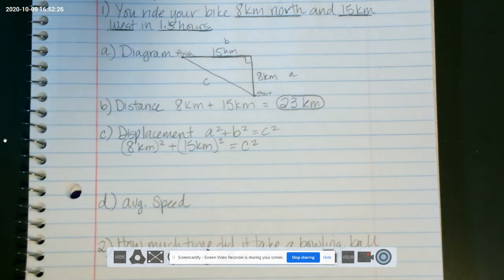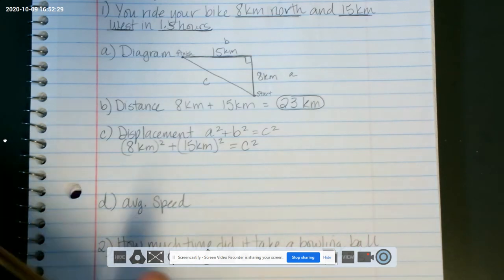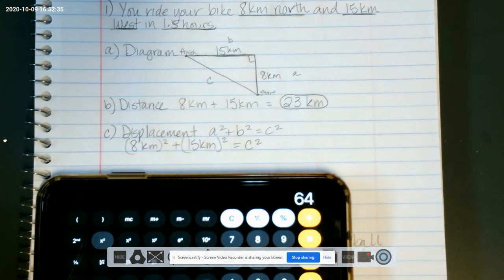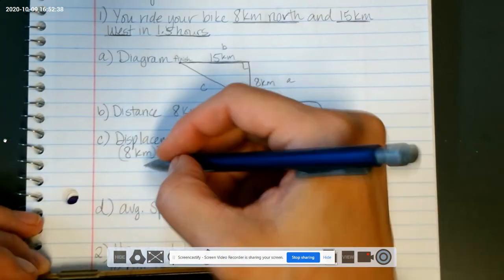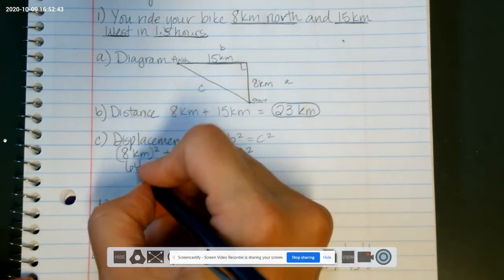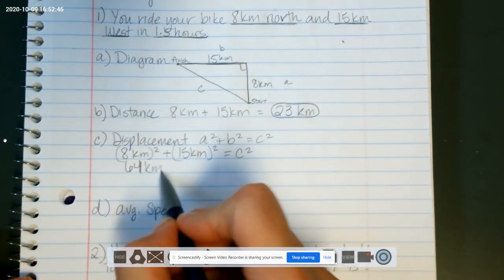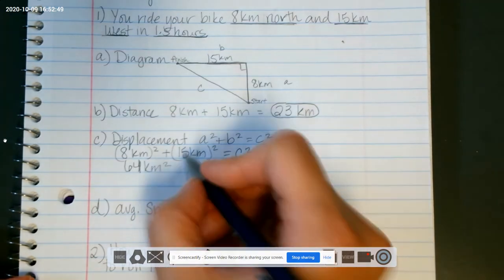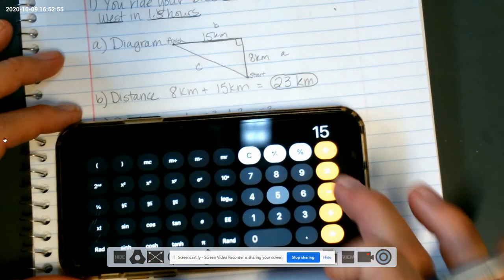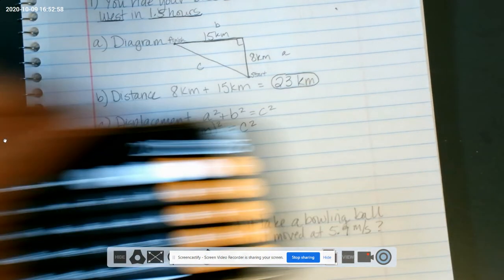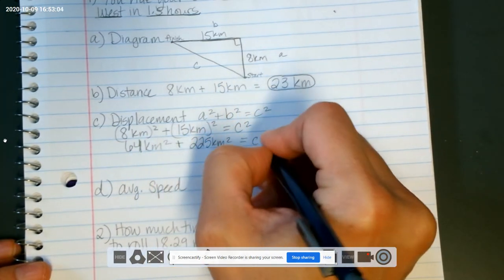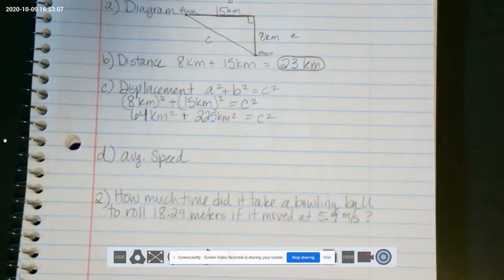Remember, you can do it 2 ways on your calculator. If you don't have a squared button, you can multiply the number by itself, 8 times 8. Or you can go 8 and click the squared button, and you get 64. And remember, we're also squaring the kilometers. So it's going to be 64 kilometers squared, because you square everything inside the parentheses. I'm going to add that to what 15 squared is. So 15 times 15, or 15 squared, equals 225 kilometers squared, equals c squared. I'm just bringing down the c squared each time until I'm ready to deal with it.